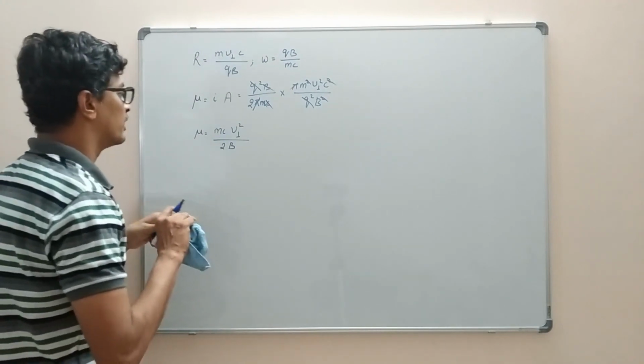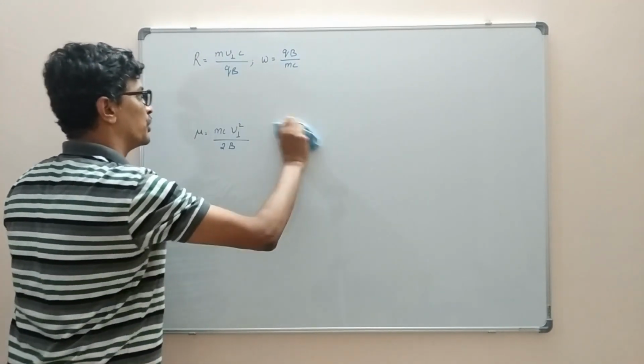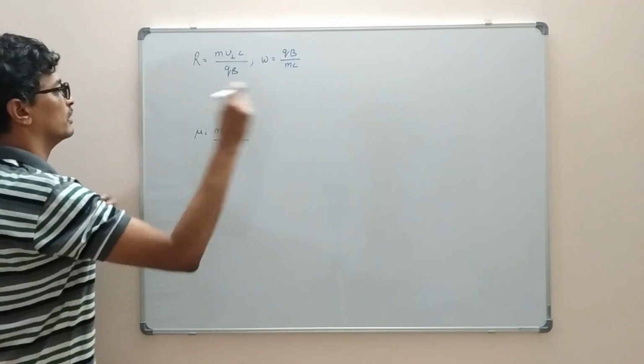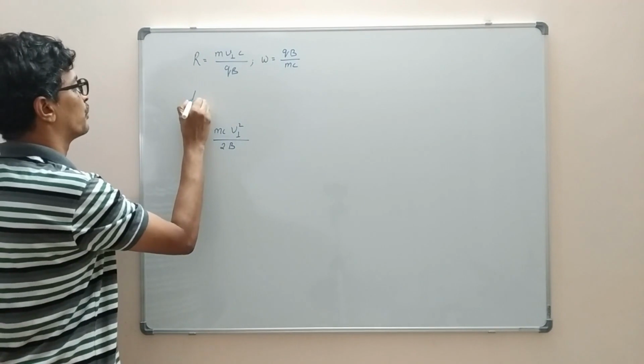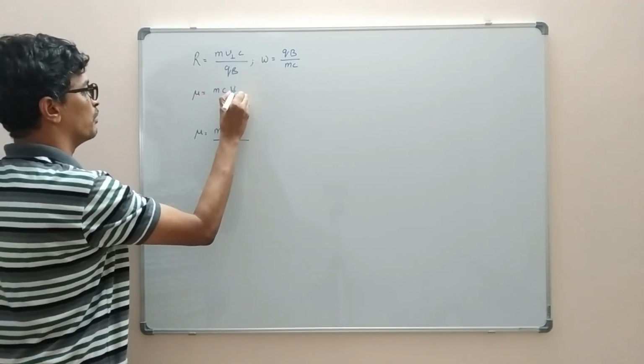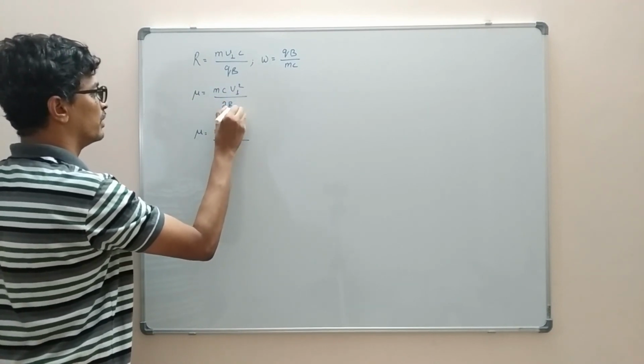So this is an interesting quantity which will be important further on as we go on. This magnetic moment mu equals MC V perp square divided by 2B.